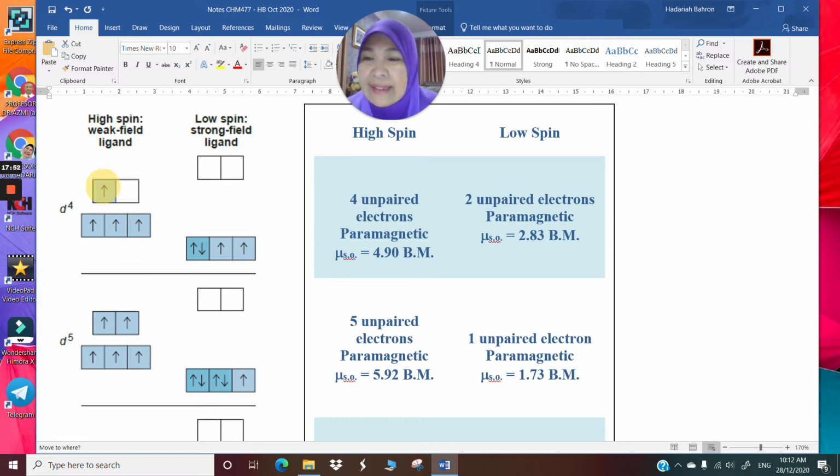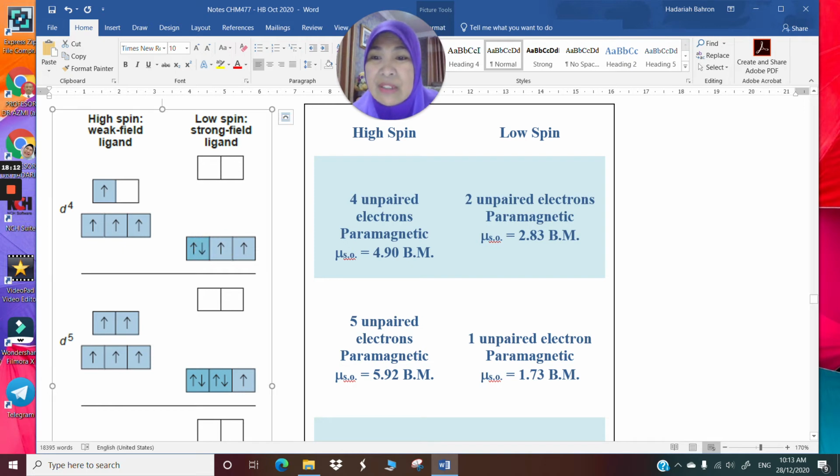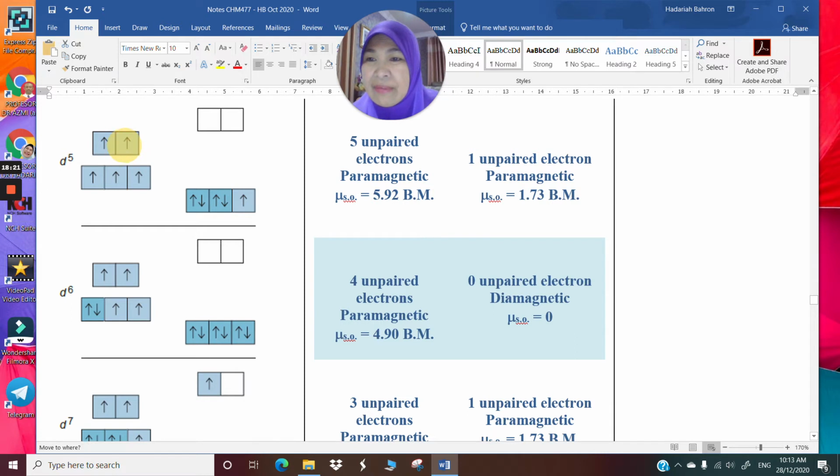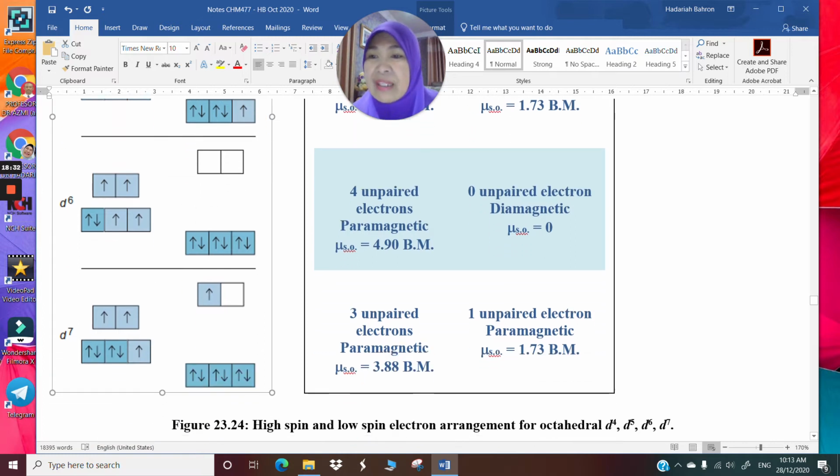and D7 because D4 for high spin will have 4 unpaired electrons, but D4 low spin will have 2 unpaired electrons because the 4th electron starts to pair up. For D5 for high spin, delta small will have 5 unpaired electrons, but for low spin, delta big will have 1 unpaired electron only.